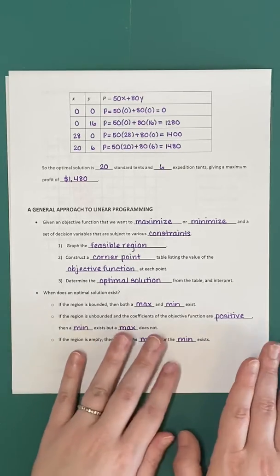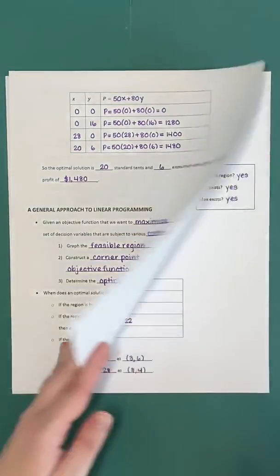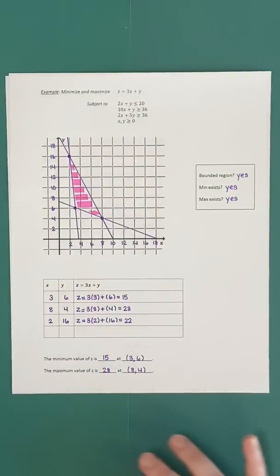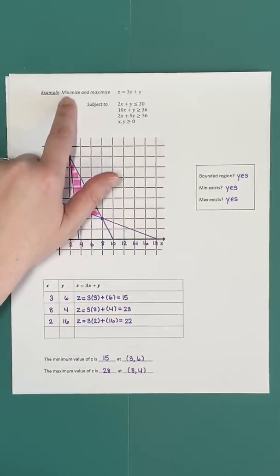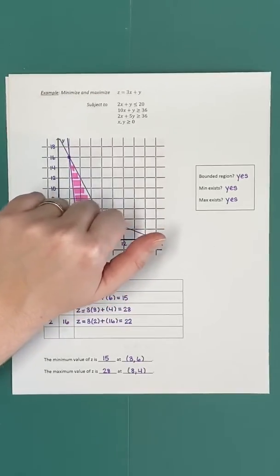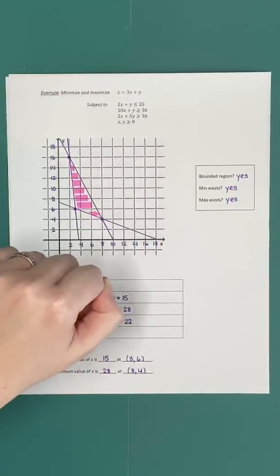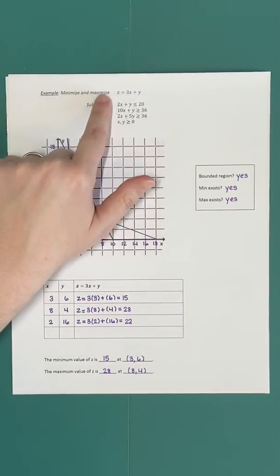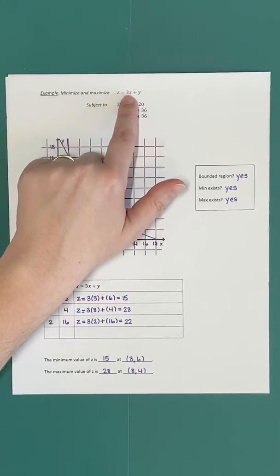So let's look at a couple more examples. We're not going to rewrite our own problem. We already did an example of that, but let's just look at some pre-written ones. Okay, so here's our goal. We want to both minimize and maximize. In other words, we want to do kind of two problems in one. We want to minimize and we want to maximize this objective function.